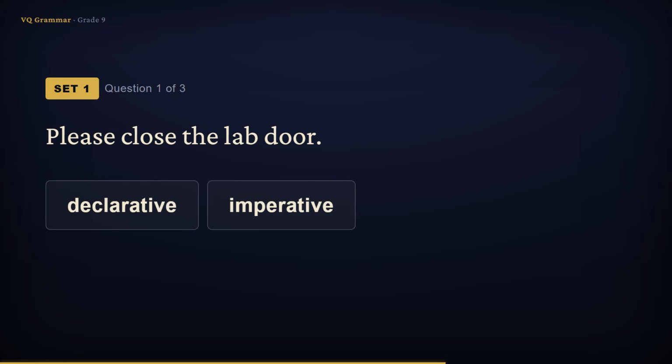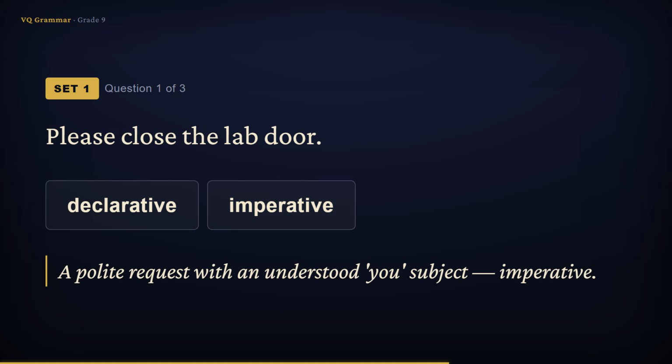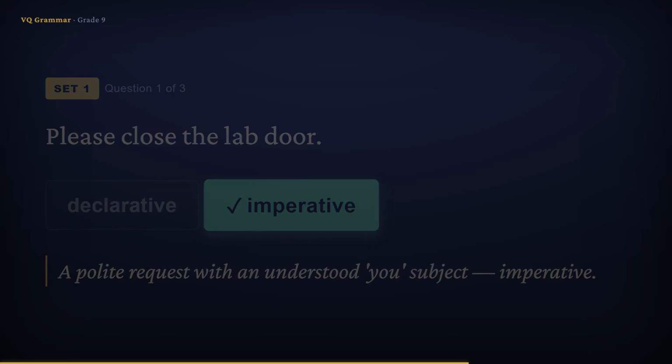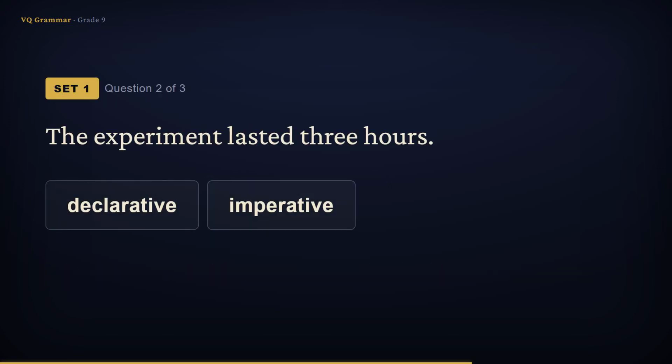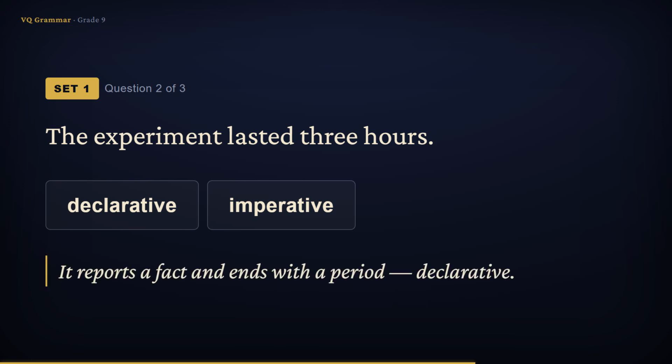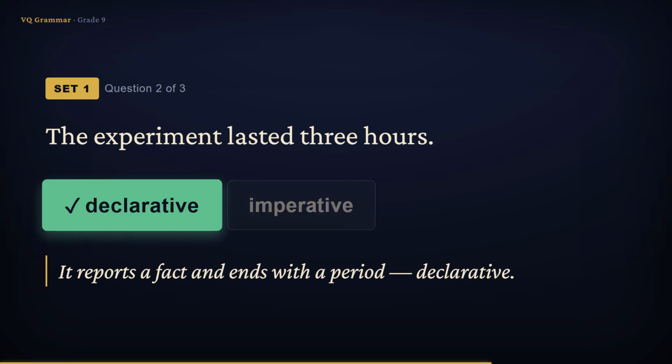Please close the lab door. Is this a statement, or is it telling someone to act? The word please is a clue that we're making a polite request, and the sentence is directed at an understood you. So this one is imperative. The experiment lasted 3 hours. This sentence isn't asking anyone to do anything. It's simply reporting what happened. It states a fact and ends with a period. So this one is declarative.